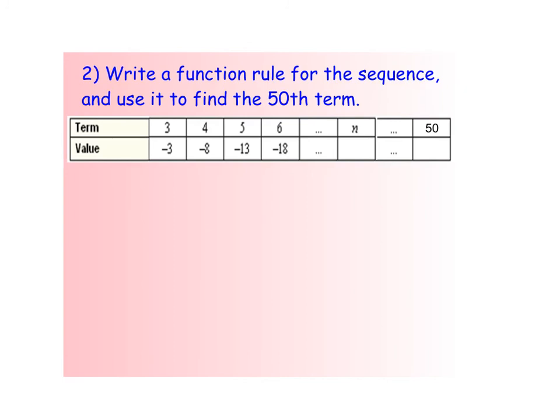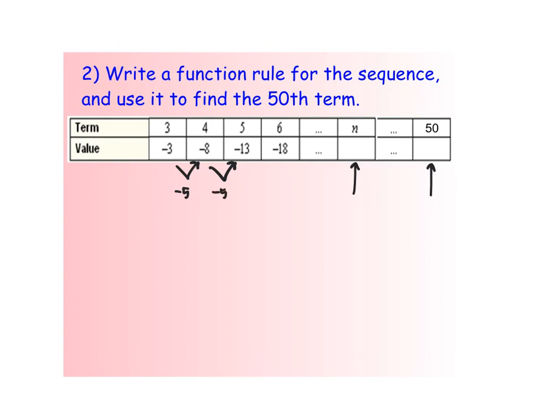Okay, second example, go ahead and write a function rule for the sequence and use it to find the 50th term. I'd encourage you again, pause the video, come up with a function rule. That function rule is going to be for the nth term, and we're going to use that rule to find the 50th term. Okay, now you're back from attempting this question. 2 things that I need. First thing, I need the constant difference. The constant difference looks like a -5.